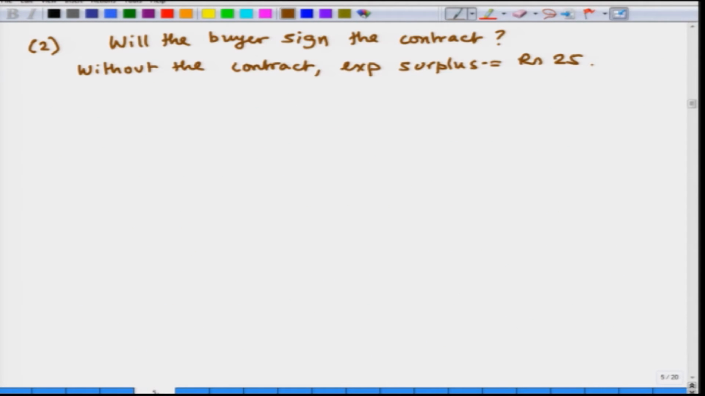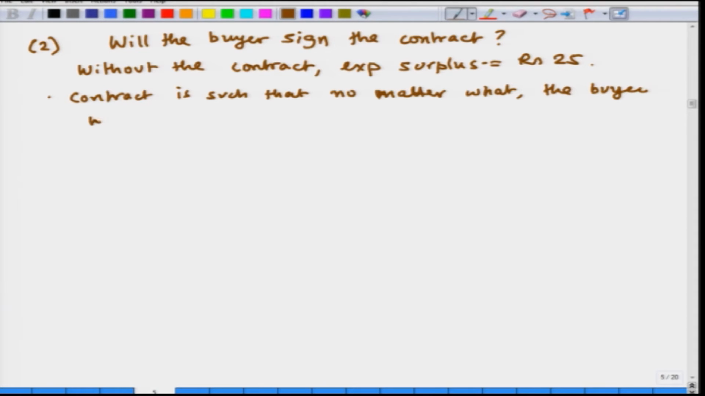So, with a contract, the buyer should get a surplus at least as large as 25. So, we need to check whether this contract is going to give the buyer a surplus of at least this much. Now, the contract is such that no matter what, the buyer will pay rupees 75. Why is that so?